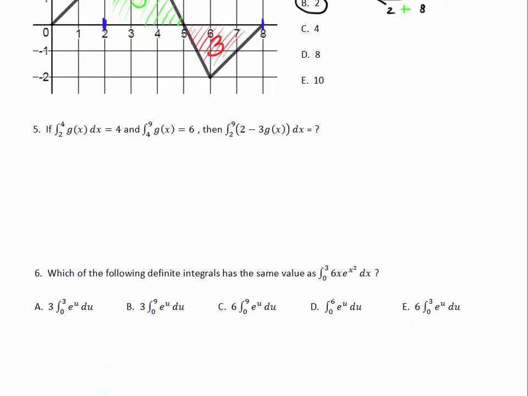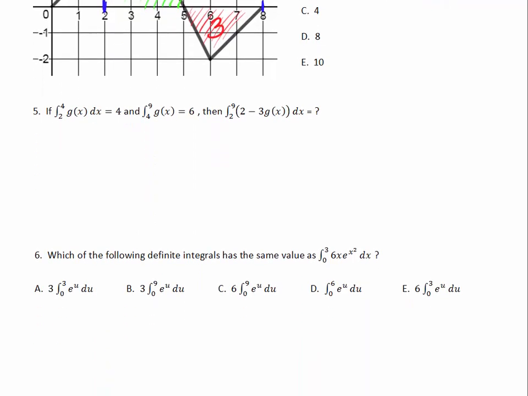All right, question number 5. If the integral from 2 to 4 of g of x is equal to 4, and the integral from 4 to 9 is equal to 6, what is the integral from 2 to 9 of 2 minus 3g of x?